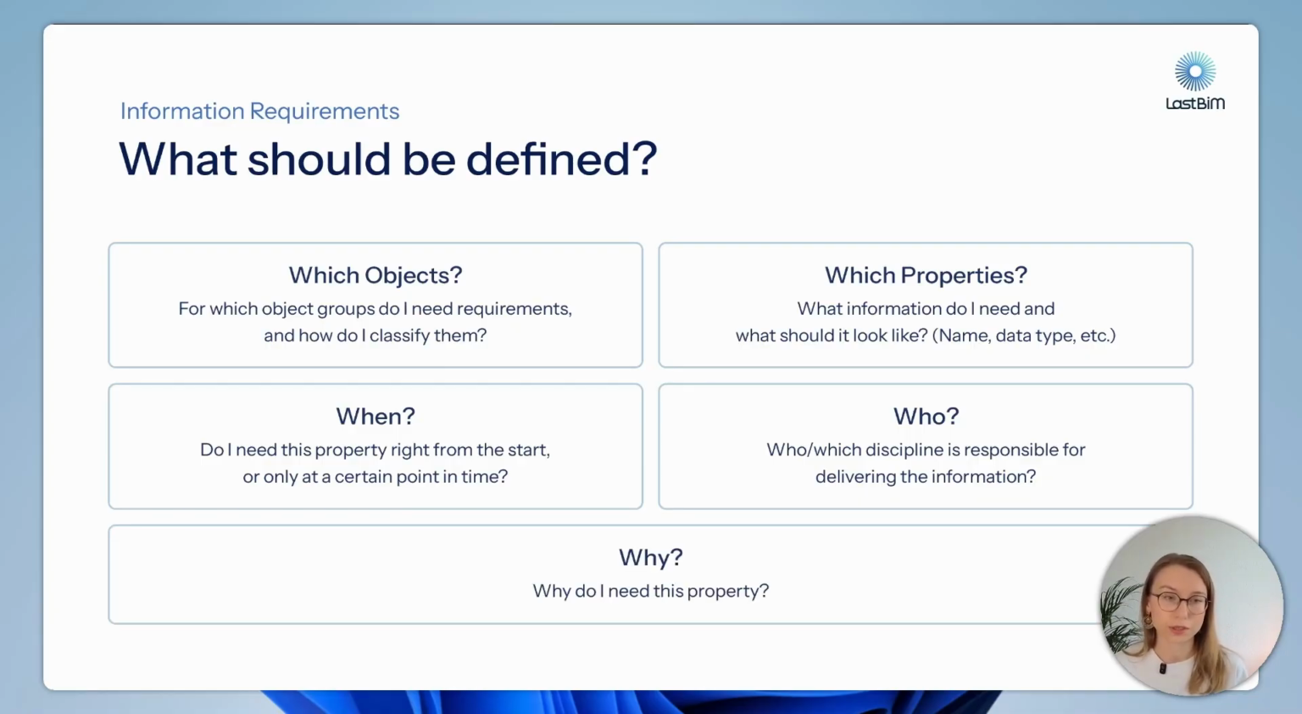And then I also always would recommend to be clear about why I need specific information. So for what use case do I need this? Because we do not want any information in our models, but only those that we really need. Because as a client, we do not want to pay for any information. And as a planner, of course, we do not want to deliver anything that is not actually needed.